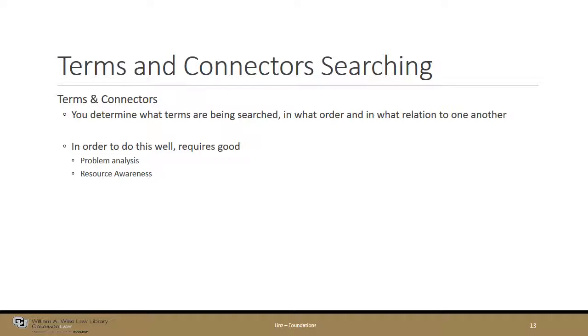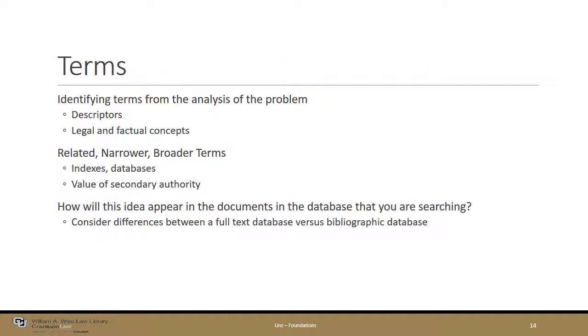In order to do terms and connector searching well, we really need to be good at two things: problem analysis and resource analysis. So, for problem analysis, we need to understand what we're being asked to research, and we need to develop from that understanding descriptors, search terms, keywords, and also be able to identify legal and factual concepts. Is there a particular legal concept that we're looking for that we could express as a search term, or particular facts within that search problem that we need to identify and use as search terms? As we develop that list of search terms, we need to think about related, narrower, and broader search terms. For any particular search term, is there another way to express that? Is there another word that says the same thing?